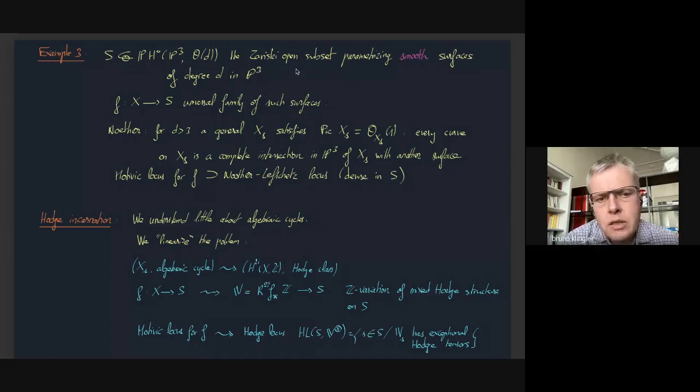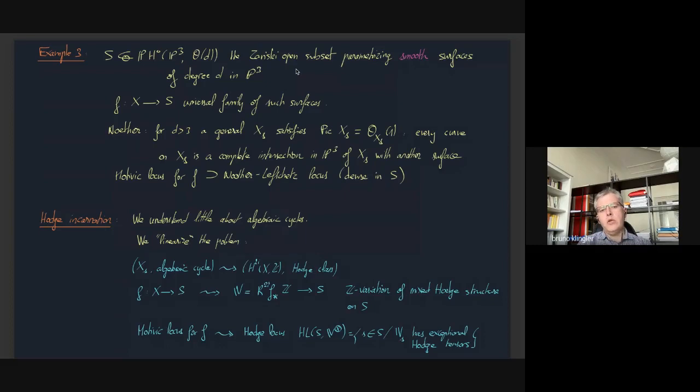Now this is a standard result of Noether that for d at least 3, a general surface of degree d has Picard rank 1. So the Picard group of your surface is generated by O(1). Here, of course, there is a Z somewhere. So it's rank 1, which means exactly that every curve on such a surface of degree d is a complete intersection in P3 of your surface with another one, right?